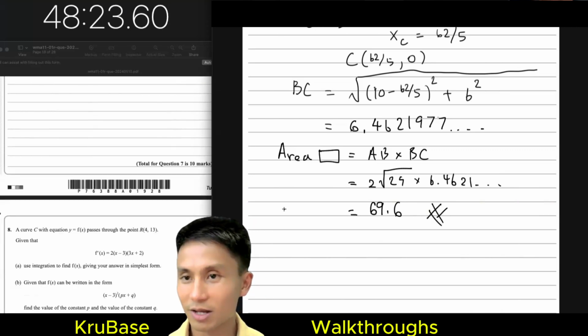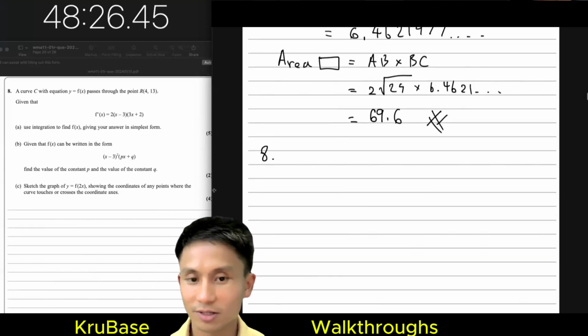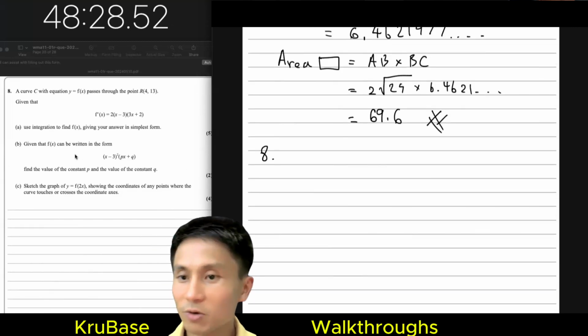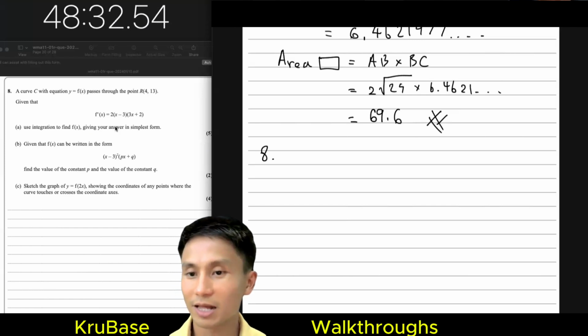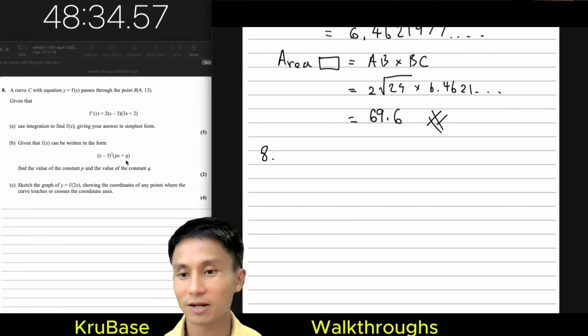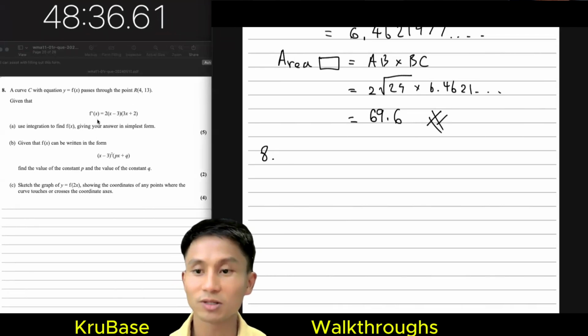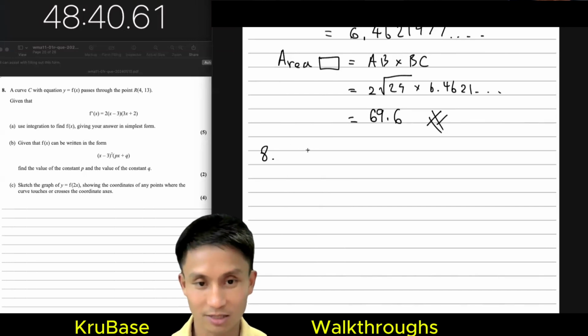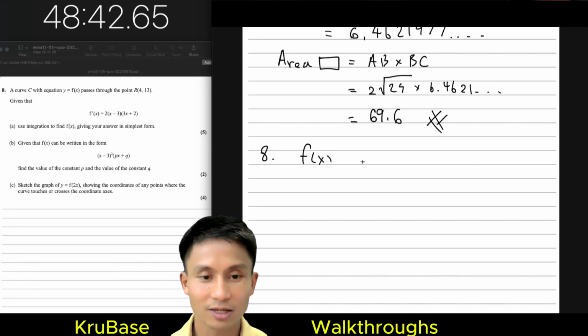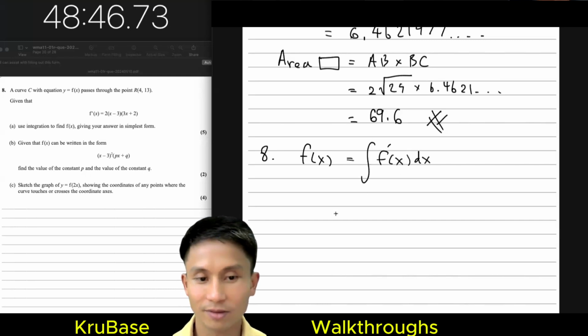Then number 8, right? The time is still good. The curve C with equation that passes through point R, given that, use integration to find f(x). Okay, so it gives you the derivative of f(x). In order to find f(x), you need to integrate. So f(x) is just going to be the integral of f dash x dx.